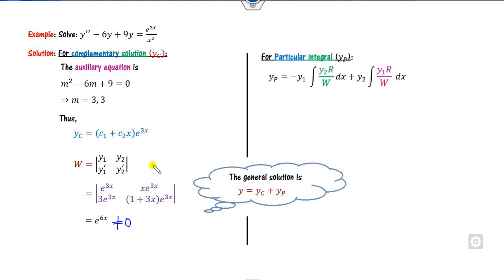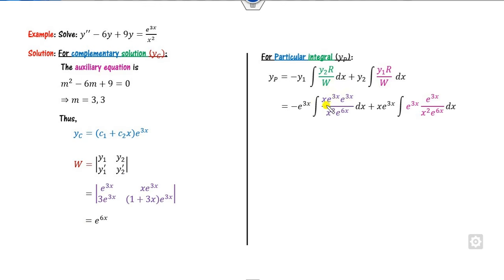If it is a 0, then you have to check your calculation. Again the leading coefficient is 1. I can substitute this value here. e raised to power 6x will be cancelled out. So it is here.